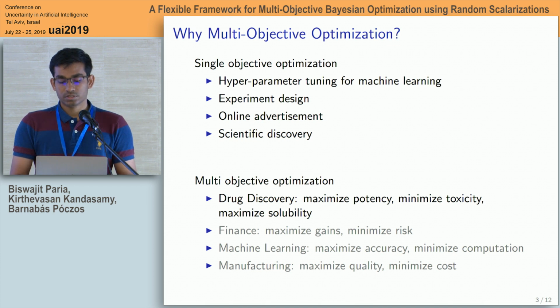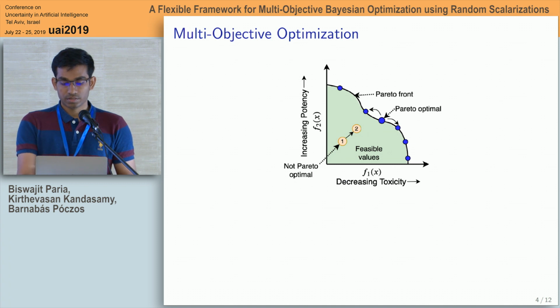For instance, consider the drug discovery example. Suppose we want to discover a drug that has huge potency to cure some disease, and it has minimum side effects or minimum toxicity, and we also want to maximize the solubility. And often these objectives are conflicting in nature. So some drug that is extremely useful for some particular disease might have very severe side effects. Such problems also exist in finance, machine learning, and also manufacturing.